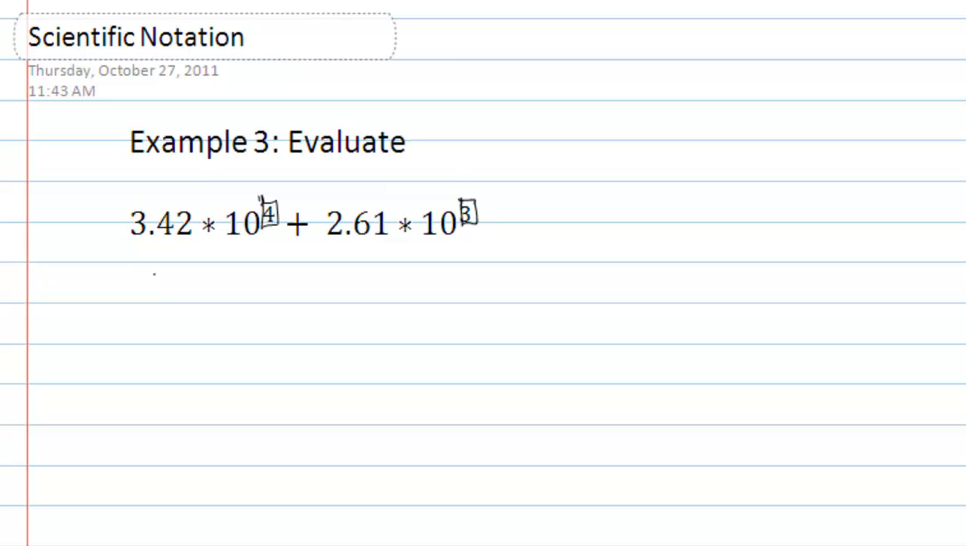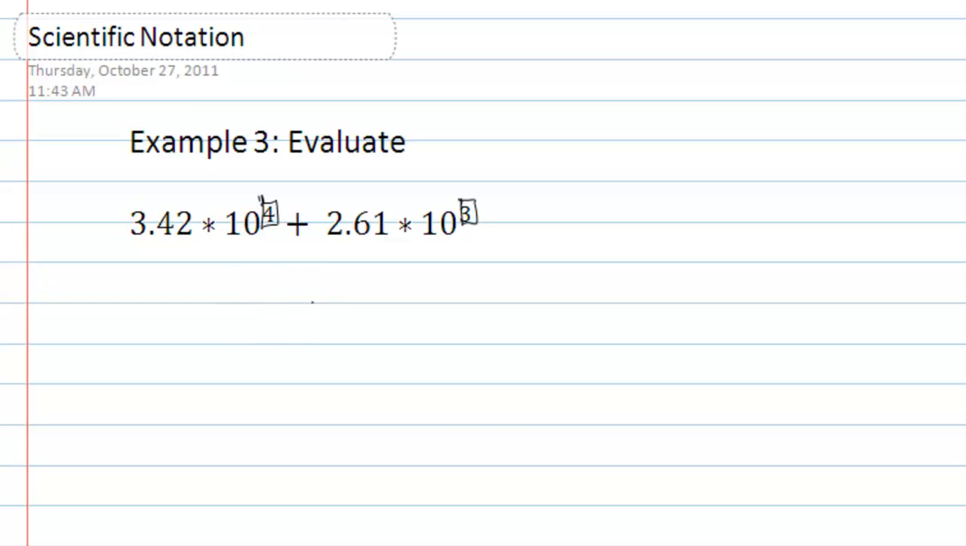Just doing this really quickly, this first number would represent 34,200, and the second number would represent 2,610. And we can sum these normally. We know how to do that. I'm not going to do it this way. I just wanted to show you that this possibility existed.